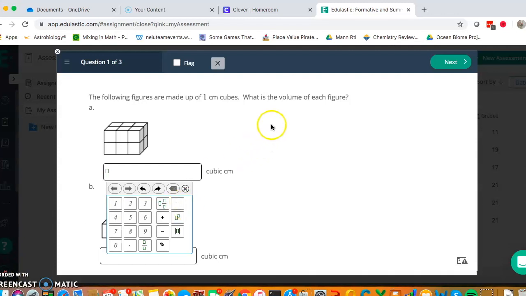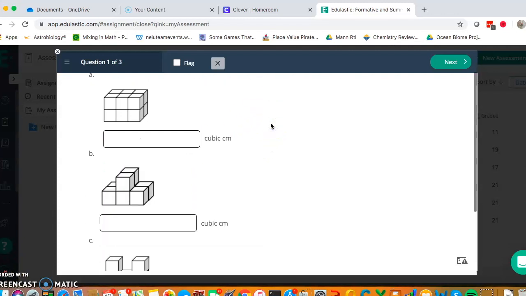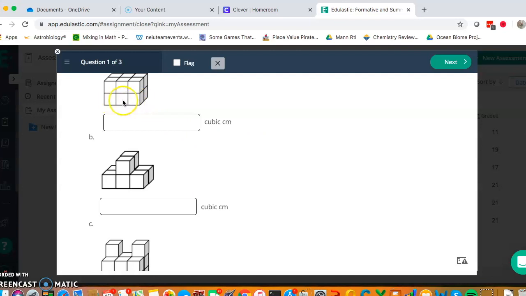Alright, so here we are. I'm going to go over the answer to topic A. So I've got right here 1, 2, 3, 2 on my one layer. So I've got 6 cubes there, but I notice I have 2 layers. So my first volume must be 12 cubic centimeters.